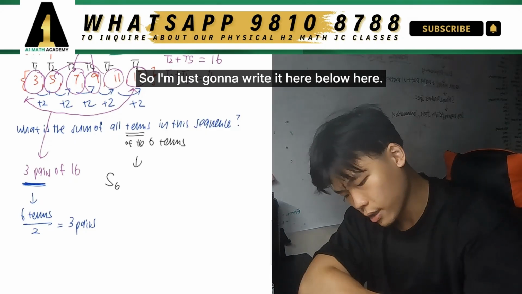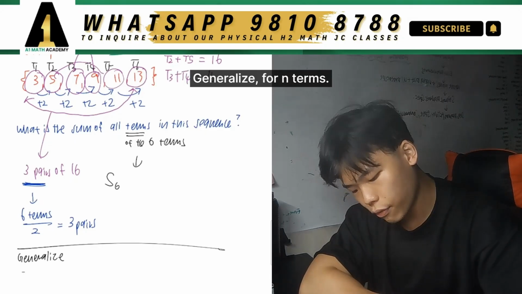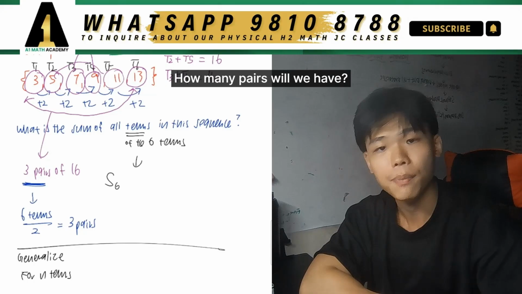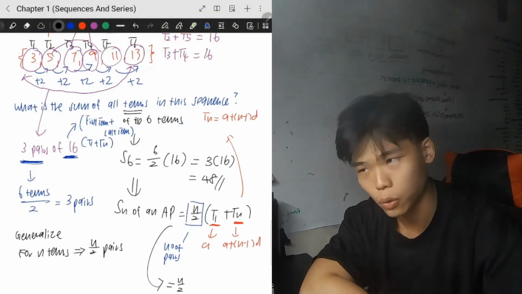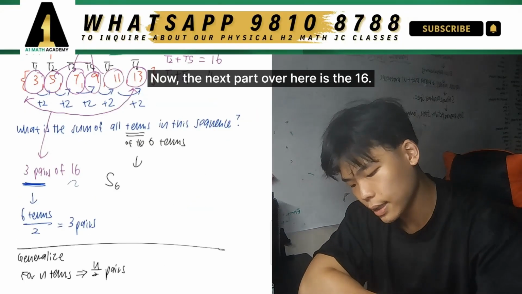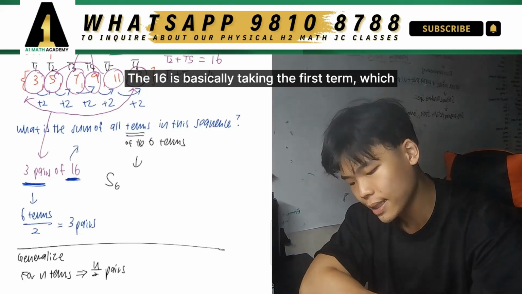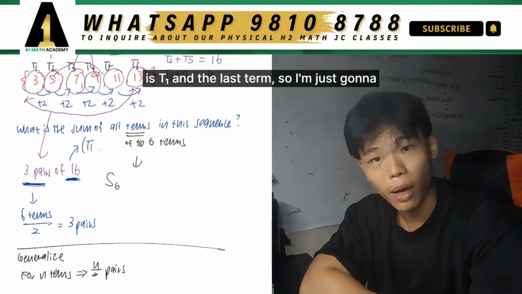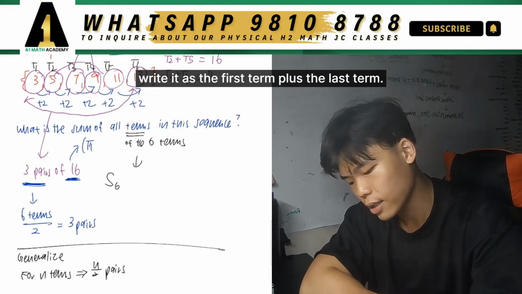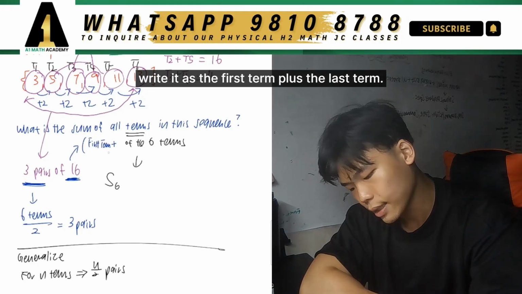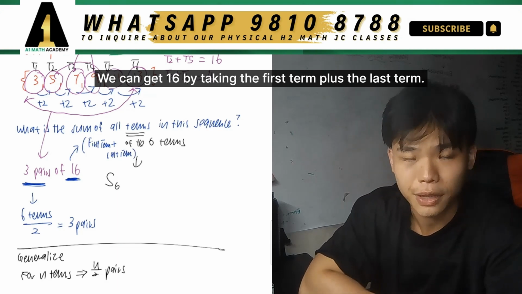I'm just going to write it here, below here. Generalize: for n terms, how many pairs will we have? We will have n over 2 pairs. Now the next part over here is the 16. How do we actually get the 16? The 16 is basically taking the first term, which is T1, and the last term. So I'm just going to write it as the first term plus the last term. We can get 16 by taking the first term plus the last term.